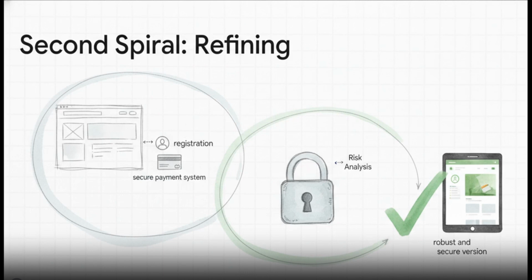Okay, on to the second loop. We take the feedback from that first prototype, and now we refine the design. Let's add user accounts and, crucially, a secure way to pay. So naturally, our risk analysis gets laser focused on making sure those transactions are bulletproof. What we end up with is a version of the site that's much more solid and secure.